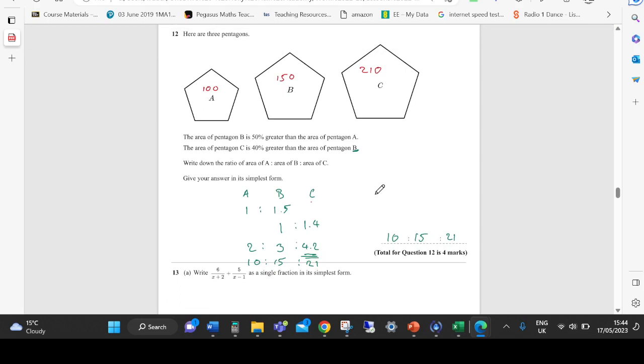No major difference. So it says M1 for scaling. Actually, that's probably should be M1 there. M1 there. M1 for writing it as a ratio, and then an M1 for simplified ratio. So that's my 4 marks.